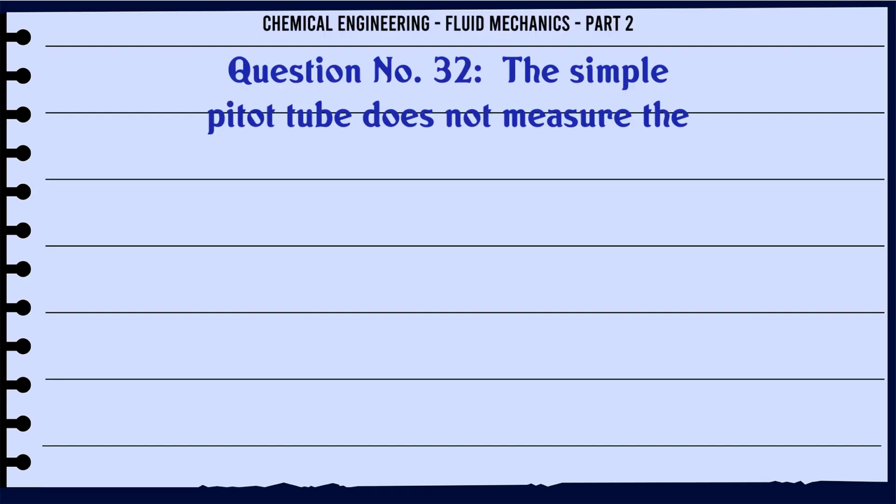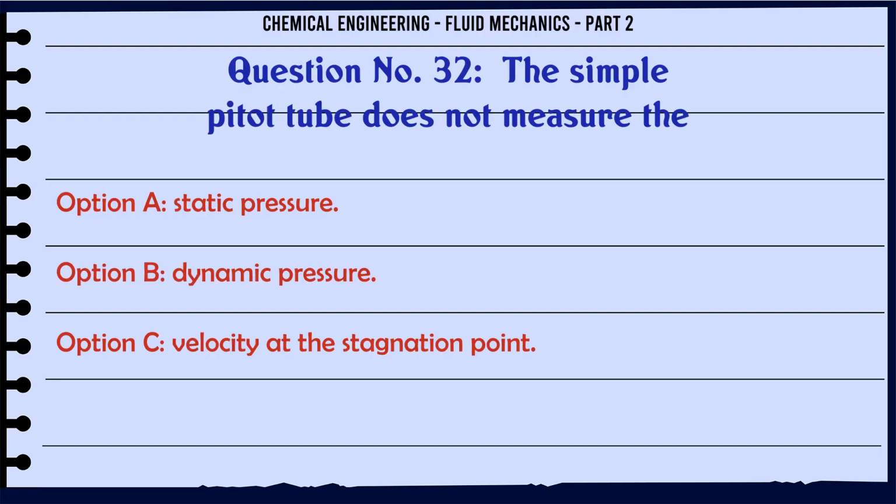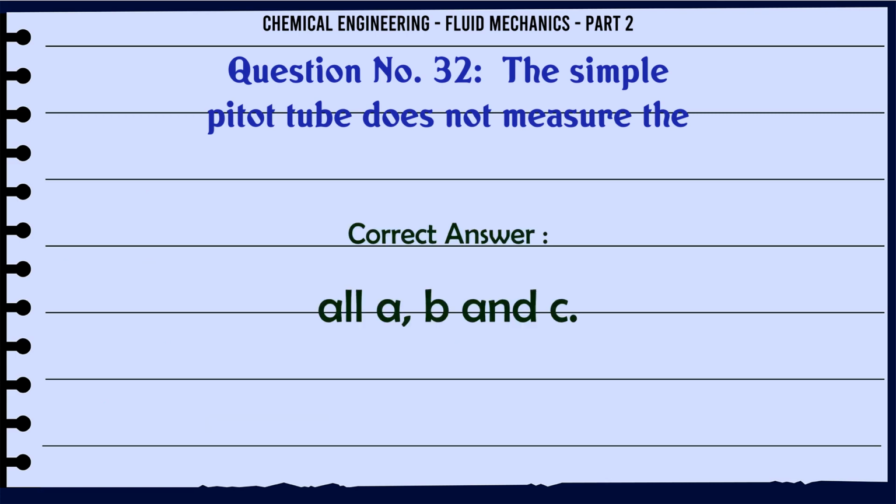The simple pitot tube does not measure the A. Static pressure. B. Dynamic pressure. C. Velocity at the stagnation point. D. All A, B, and C. The correct answer is all A, B, and C.